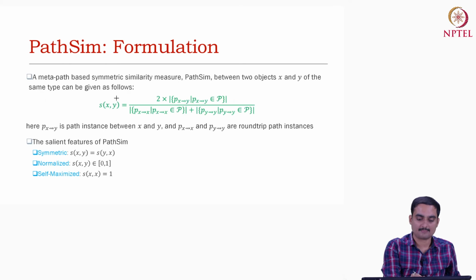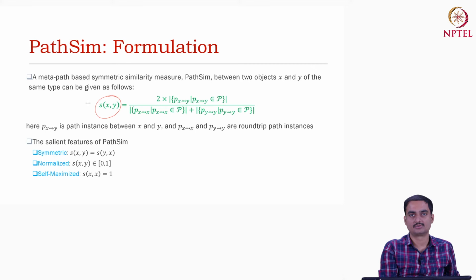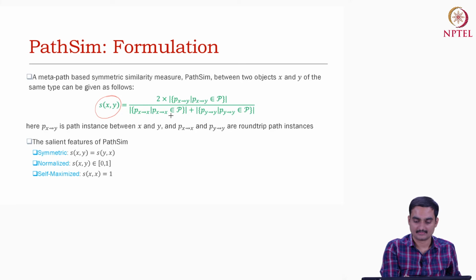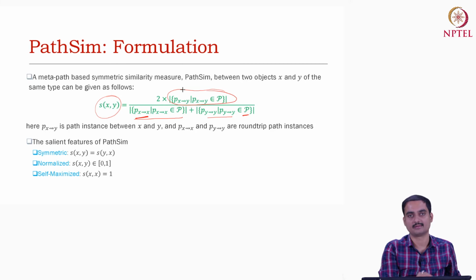Okay. So now PathSim between two nodes x and y is defined by the total number of round trip paths with respect to x, the total number of round trip paths with respect to y, and how many paths there are from x to y. Remember, these paths are all metapaths.